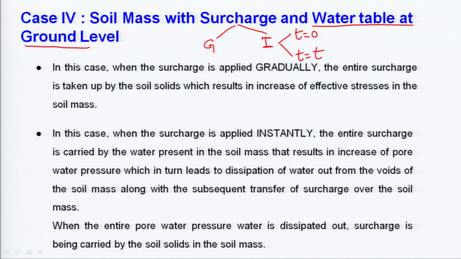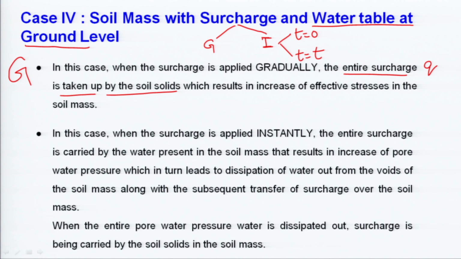So when we talk about the gradual case, where the water table is at ground level and the surcharge is applied gradually, what happens? The entire surcharge is taken up by the soil solids, which results in an increase of effective stress in the soil. The very important thing here is that the entire surcharge, that is the value q, is taken up by the soil solids when we talk about the gradual application of the surcharge.